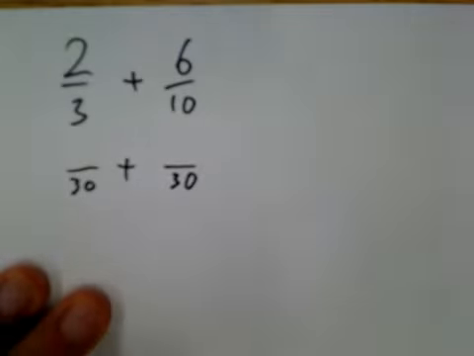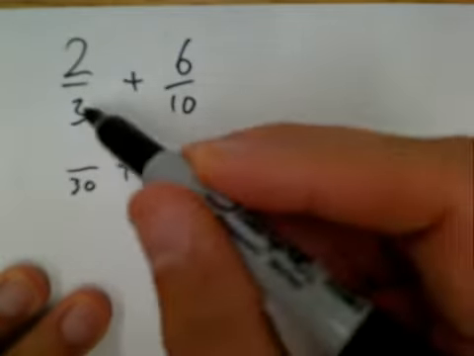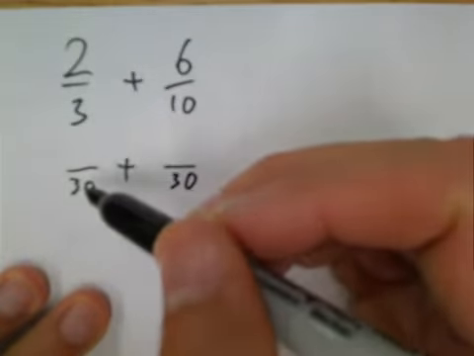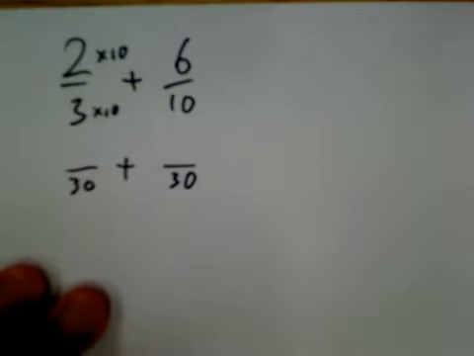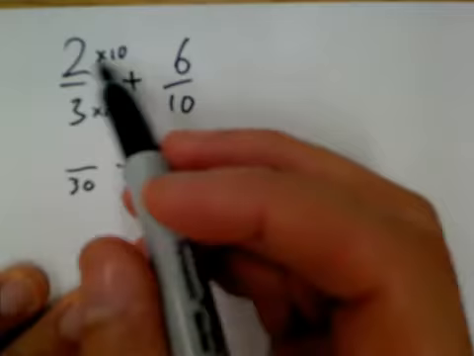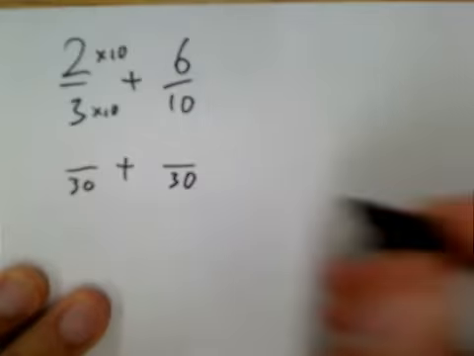Okay, now let's look at this first fraction. What did I do to the 3 to get 30? Well, I multiplied that 3 by 10. So let me put times 10 and put it up here as well. Okay, I'm going to multiply both the numerator and denominator by the same number. So the numerator, 2 times 10, gives me 20.